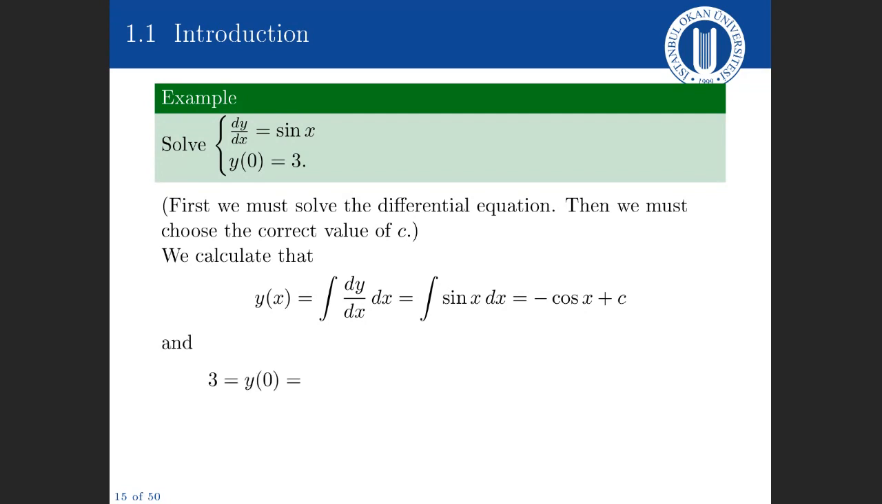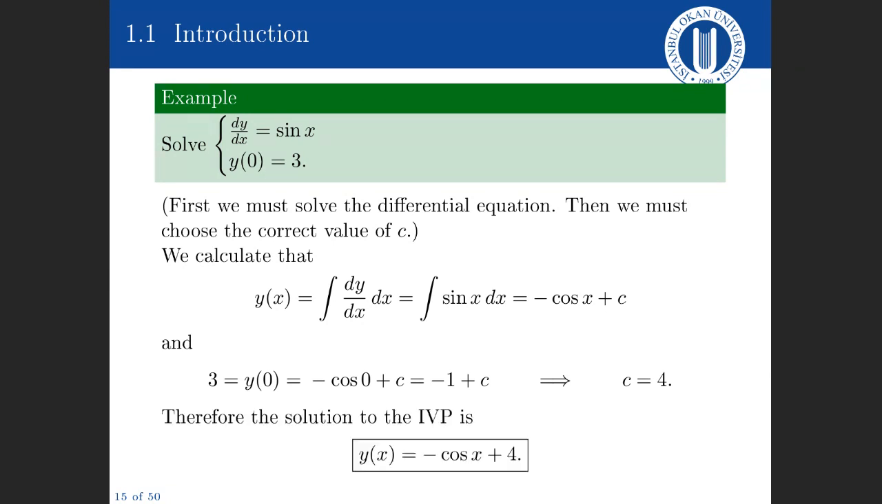Next, we need to choose c. Starting with 3 is equal to y of 0. y of 0 is minus cos 0 plus c, or minus 1 plus c. And we can see that we must have c is equal to 4. So we can write down the answer. The solution is y is equal to minus cos x plus 4.